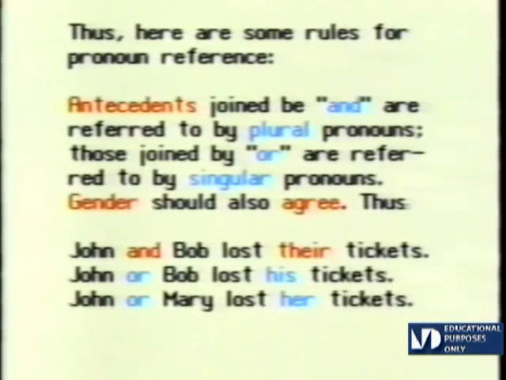Thus, here are some rules for pronoun reference. Antecedents joined by "and" are referred to by plural pronouns. Those joined by "or" are referred to by singular pronouns. Gender should also agree. Thus, John and Bob lost their tickets. John or Bob lost his tickets. John or Mary lost her tickets.